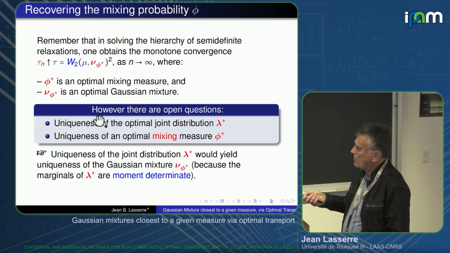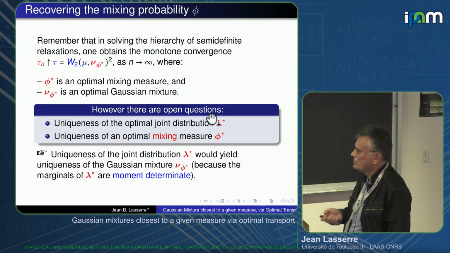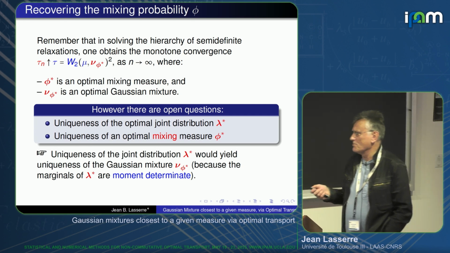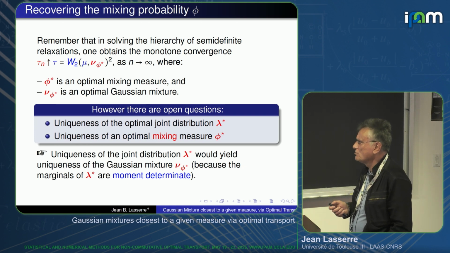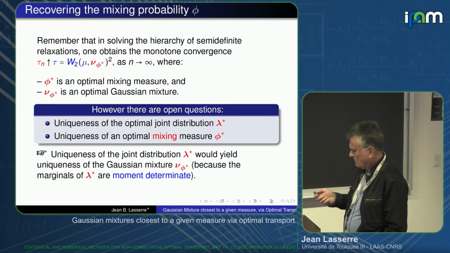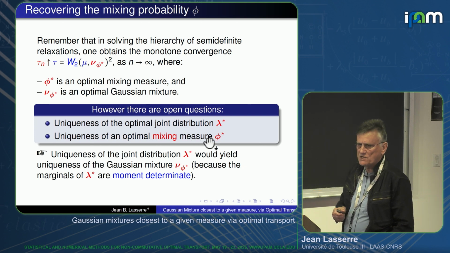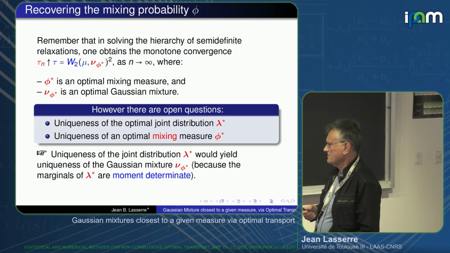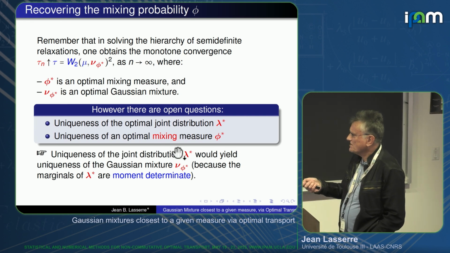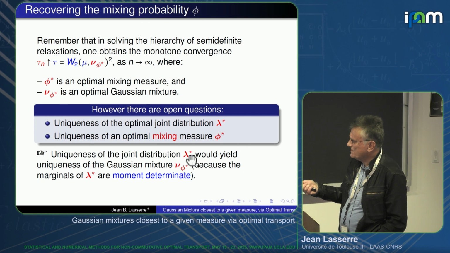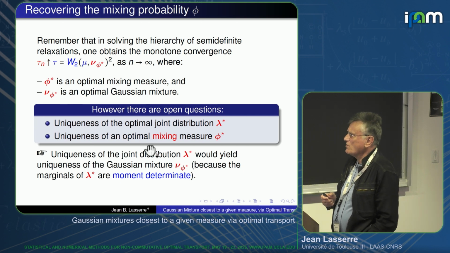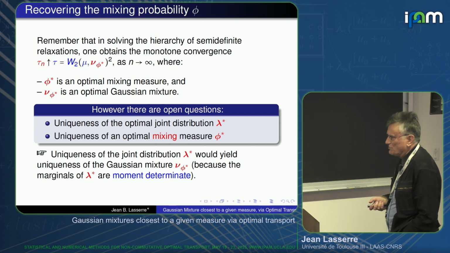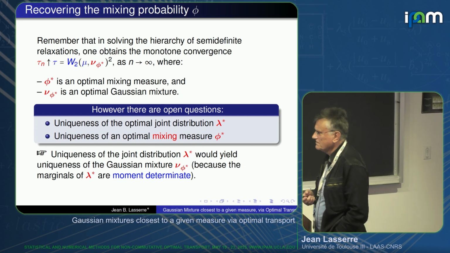Okay. But there is an open question about the uniqueness of the optimal Jones distribution. It is not necessarily true, but apparently Guillaume Carlier thinks that this should be the case. On the other hand, for the mixing measure, there is no reason why it should be unique. So this is maybe the most difficult part. But if the uniqueness of the Jones distribution holds, then the Gaussian mixture would be unique also. The mixing measure might not necessarily be unique, but the Gaussian mixture would be. Okay?